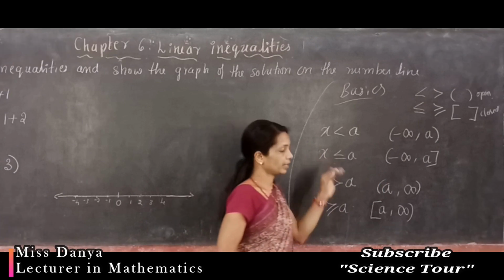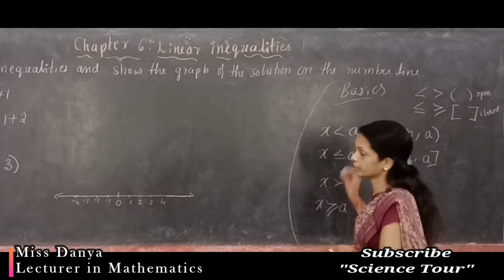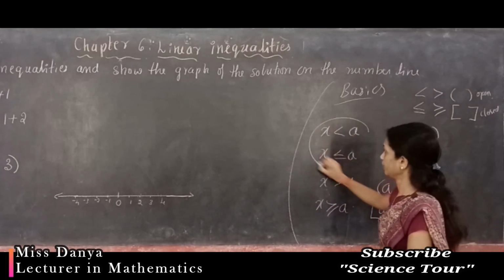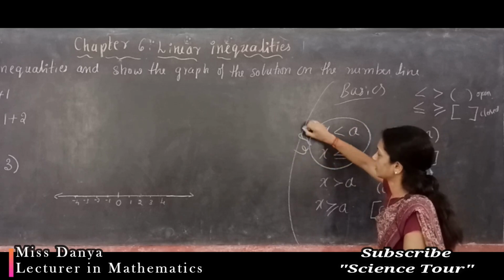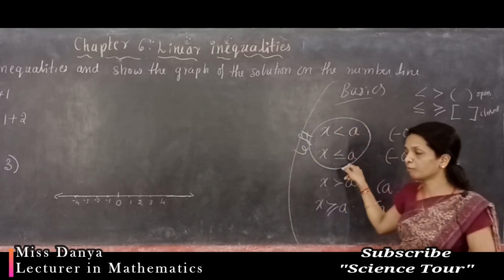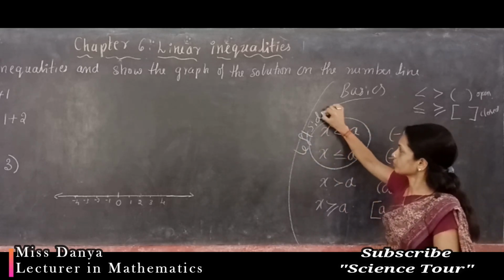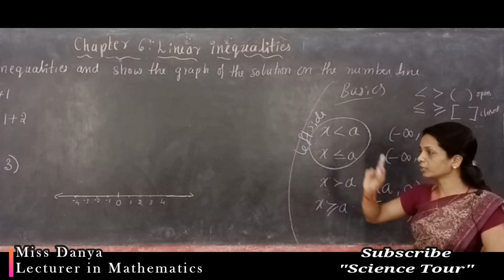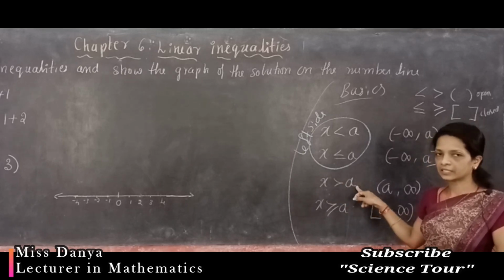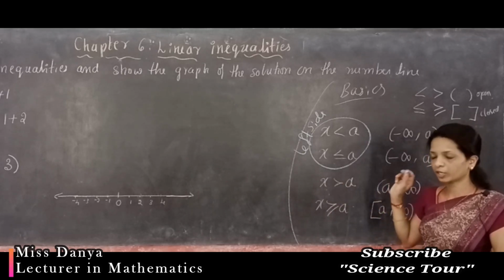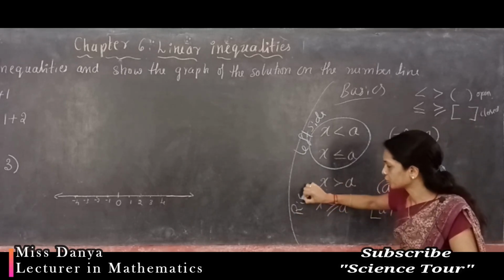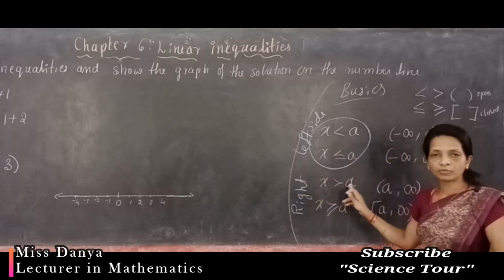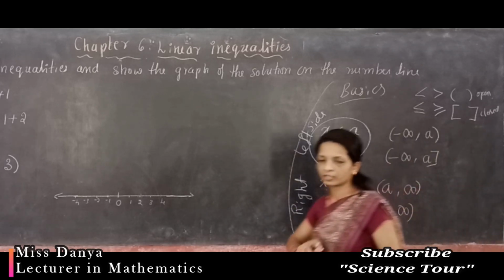Okay, and since you got x less than 3: if you get x less than a or x less than or equal to a at the end of simplification, then you have to shade the left side of that number on the number line. Suppose you get x greater than a or x greater than or equal to a, then you have to shade the right side of this number on the number line.